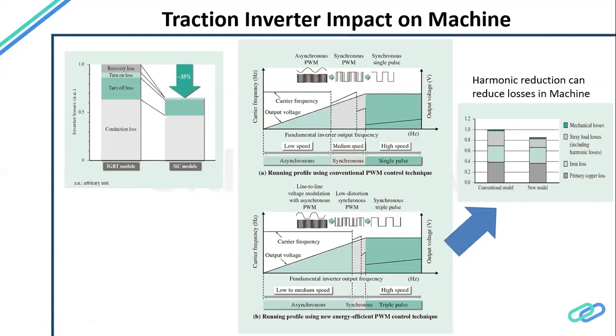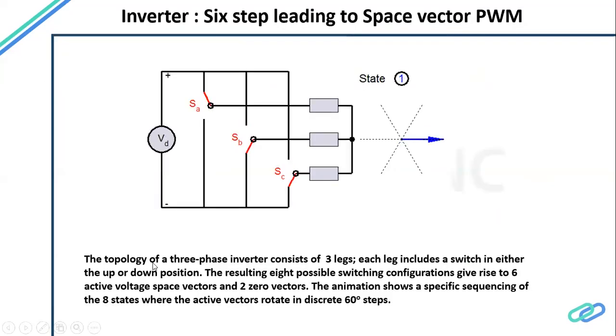So you can see the impact on the machine is coming from the inverter side, which is you can see the losses are drastically reduced, and definitely that means your efficiency will be much higher compared to the conventional one. So this gives us another dimension, that not just the machine but also the inverter has to be considered, and what kind of topology that we are using.